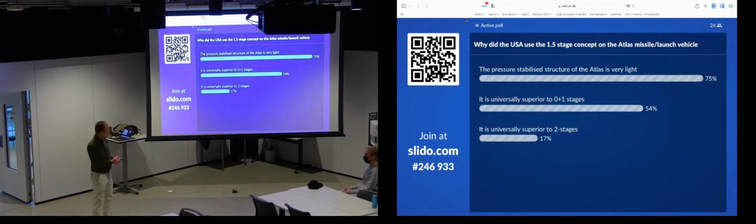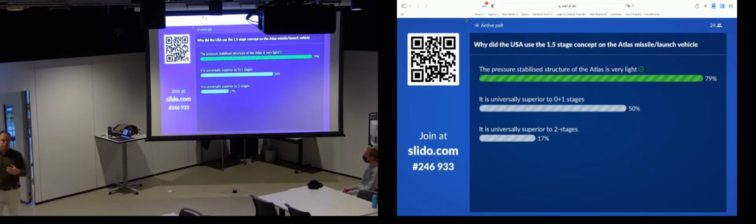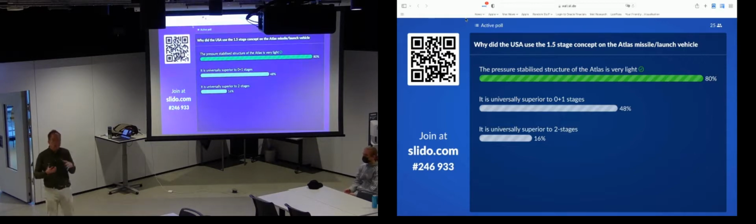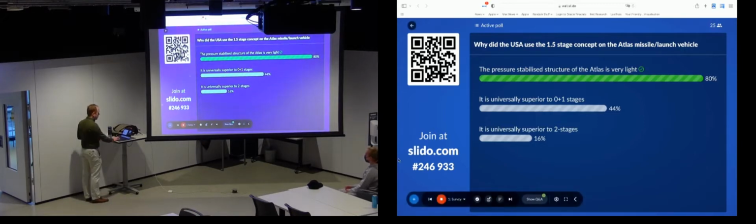But the key thing that made the 1.5 stage work, and it only works in this case, is Atlas is a fully monocoque pressure stabilized structure. It's like your energy drink can. There is no other structure that holds it together. Literally, if you remove the pressurization and you stack it vertically, it will collapse on itself because of the mass. So that's why 1.5 stages worked.